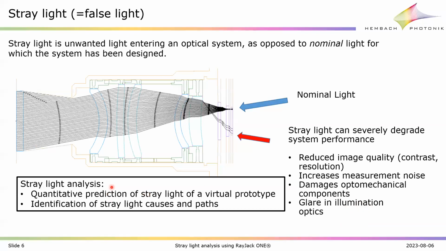Now, Straylight analysis is the quantitative prediction of Straylight of a virtual prototype. So it always happens on a computer, which is very important to note. And its second justification is that it is needed to identify Straylight causes and paths in order to reduce Straylight in the system.